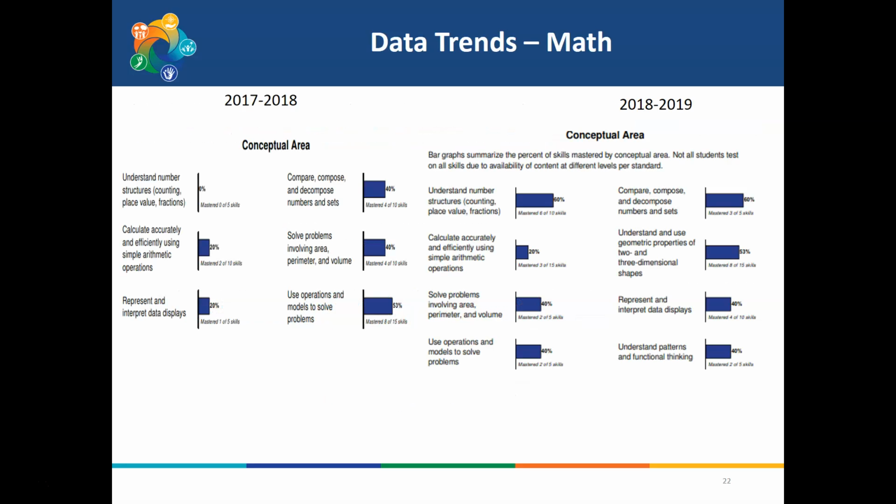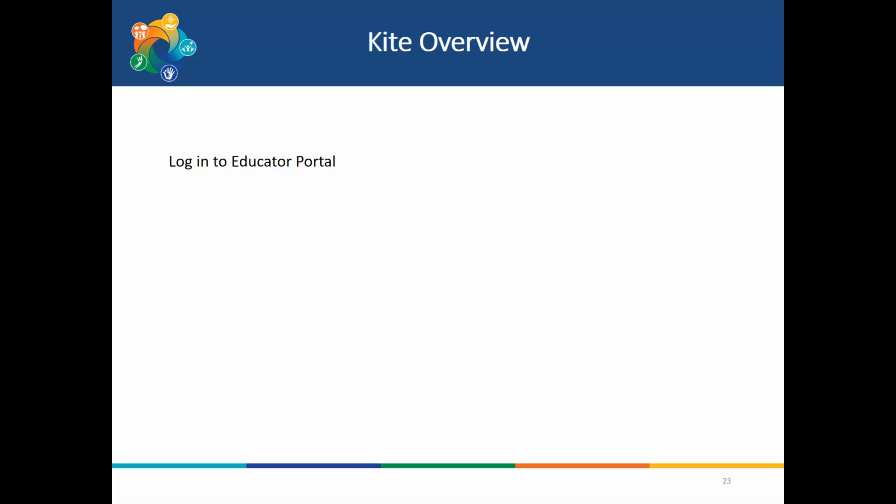Visually, we can see that the student was tested on more conceptual areas and has shown significant achievement in understanding number structures, moving from mastering 0 skills in 2018 to 6 skills in 2019. I will now take you into the Kite portal to show you how to access the reports in Kite. Thank you to Caesar Rodney for allowing me to use your district as a model.